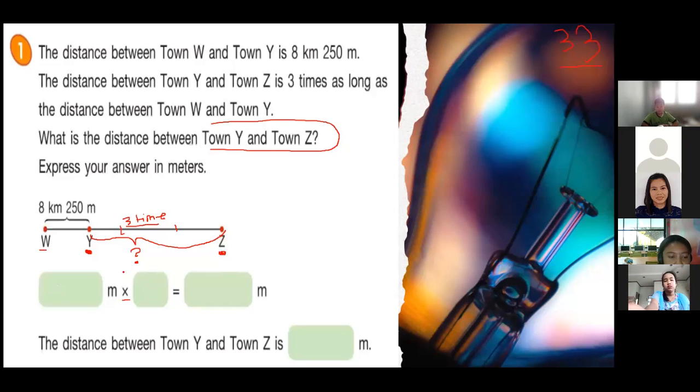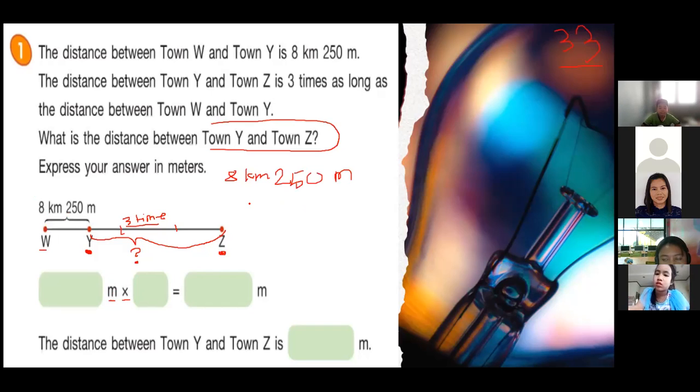So what is your answer? What is our number sentence? Okay, here, this is 8 kilometer. We need to convert first. Remember, the unit is meter only. So we have here 8 kilometer, 250 meter.